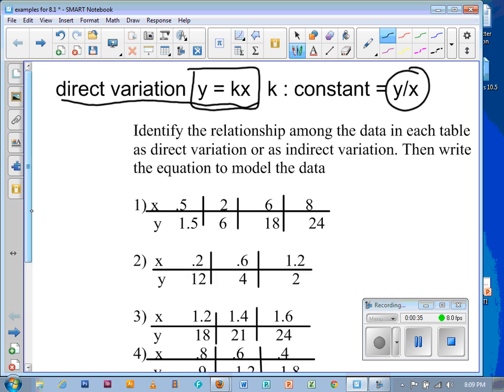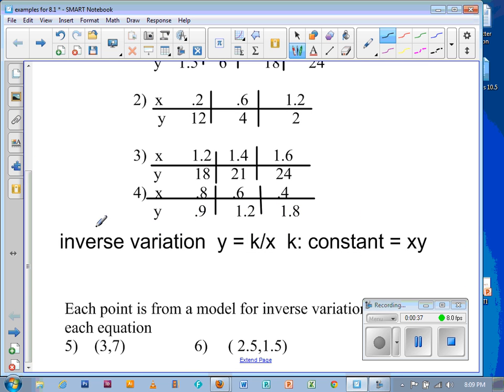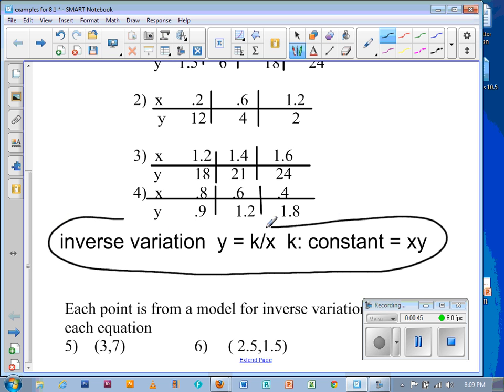Inverse variation, which is something new, is down here. That can be represented by y equals k over x. And the constant of that variation is found by taking x times y.